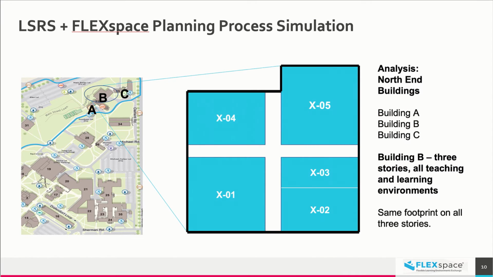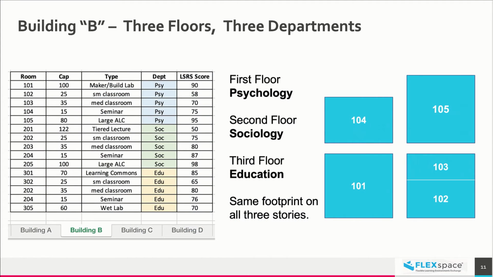Here's a hypothetical example. On this campus, we've decided to investigate space upgrades in a cluster of buildings on the north end. Let's concentrate on Building B, which has the same footprint on all 3 stories. Each floor is occupied by a different department. Your students go through each room and assign a score according to the LSRS criteria.